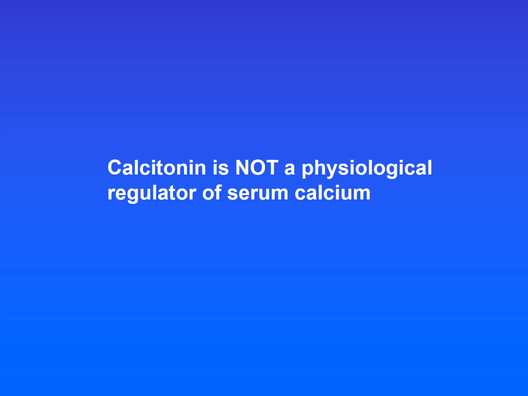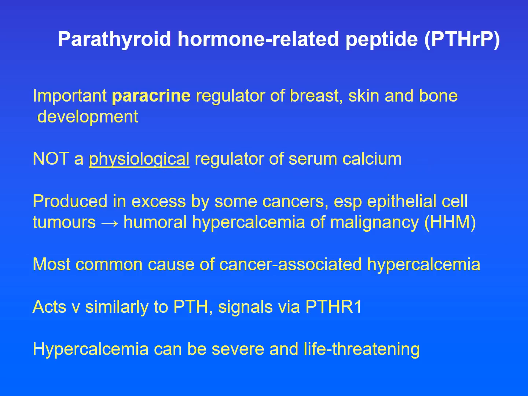An important point, a very important point to note, is that calcitonin, which is another hormone that's made this time by the thyroid, C cells of the thyroid, is not a physiologic regulator of serum calcium, despite what you might read in some of the older textbooks. But we can happily do without calcitonin. That is, in people who've had thyroid removed, it doesn't affect their calcium physiology.